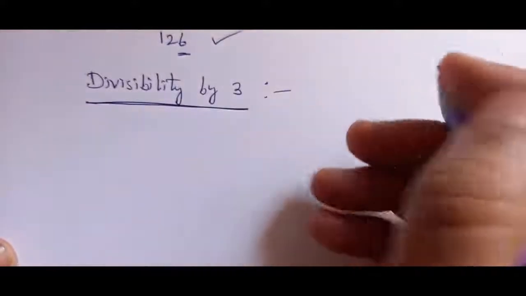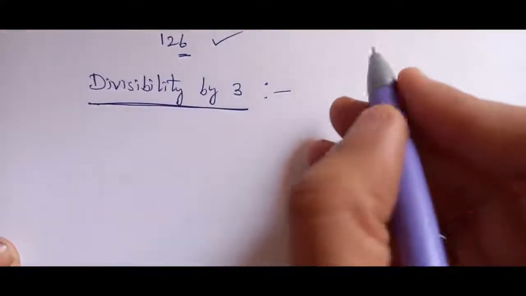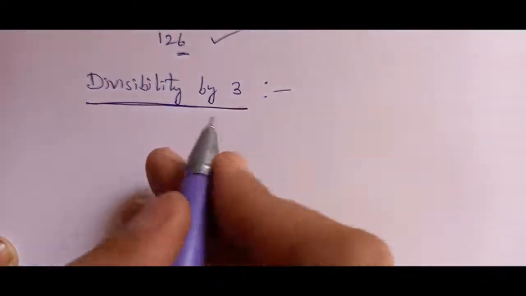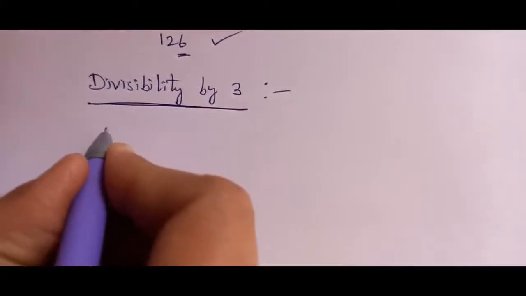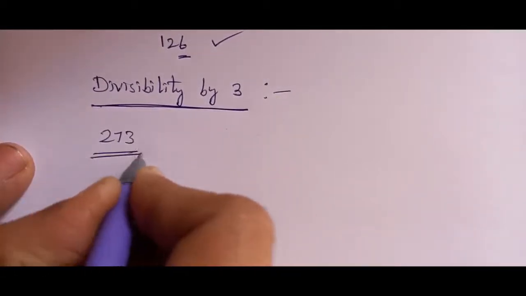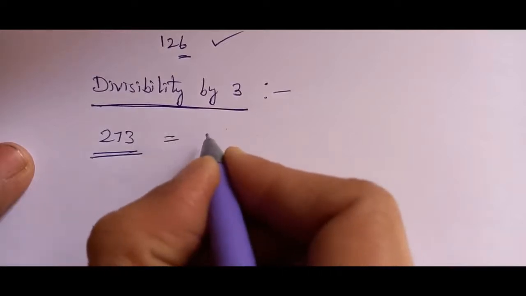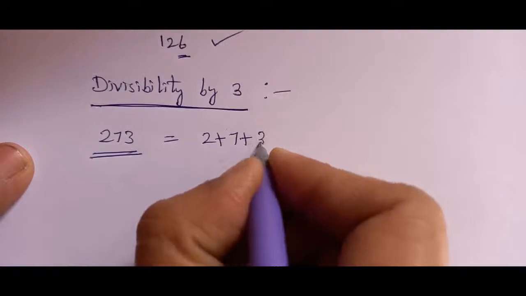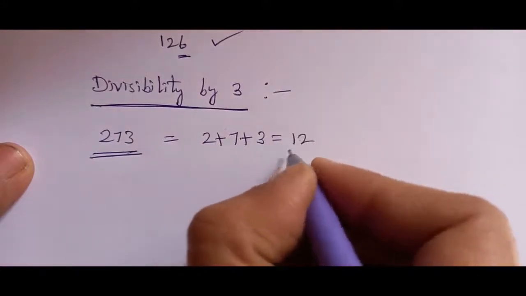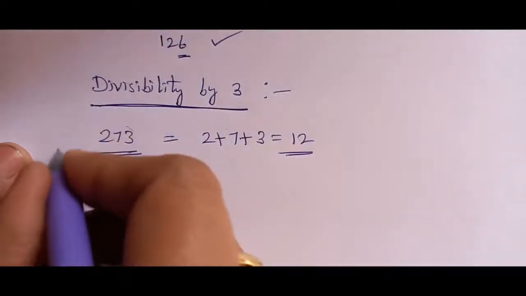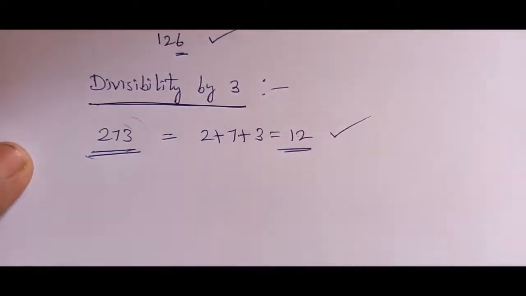divisibility by 3. If the sum of the digits of a number is divisible by 3, then that number is divisible by 3. Let's see one example now. For example, 273 is there. Sum of the digits of the number, that means 2 plus 7 plus 3. How much? 12. 12 is divisible by 3. So the entire 273 is divisible by 3.